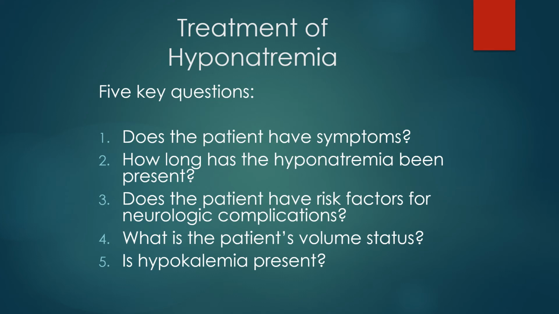2. Is the hyponatremia acute or chronic? If chronic or present for more than 48 hours, then a slower correction rate is necessary to avoid the osmotic demyelination syndrome. 3. Does the patient have risk factors for neurologic complications like alcoholism or malnutrition? If so, then the rate of correction needs to be more conservative. 4. What's the patient's volume status? This is extremely important because it helps us diagnose the cause and determine the appropriate treatment to correct the hyponatremia.